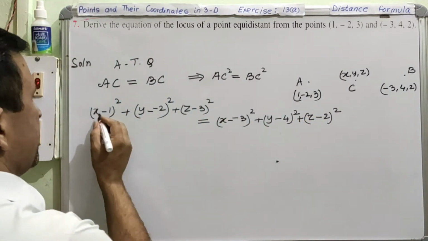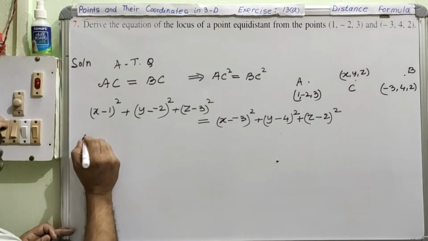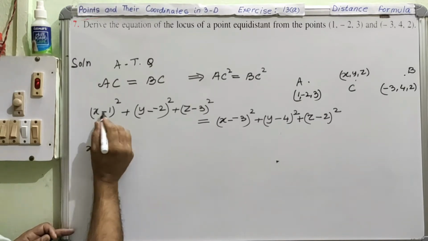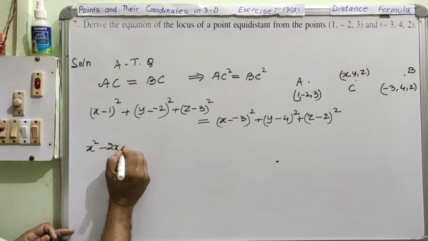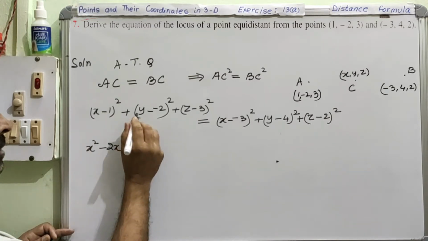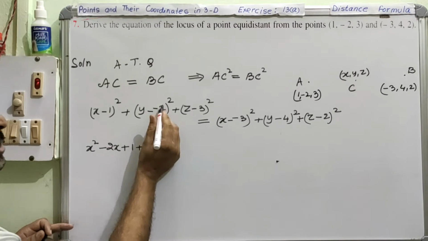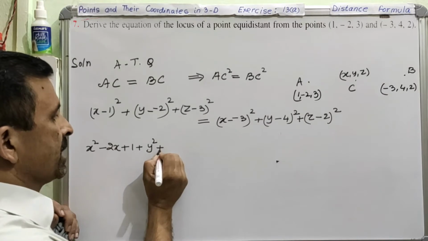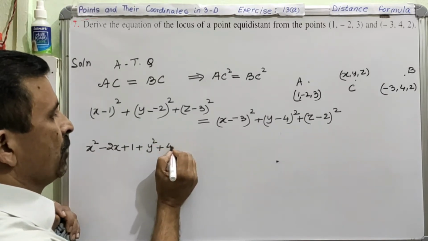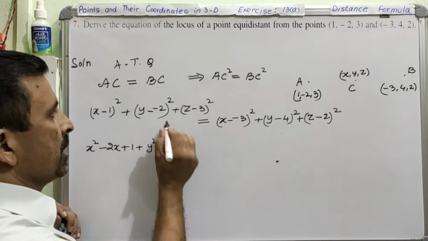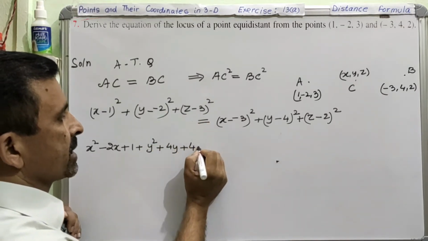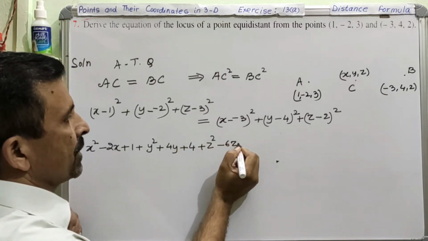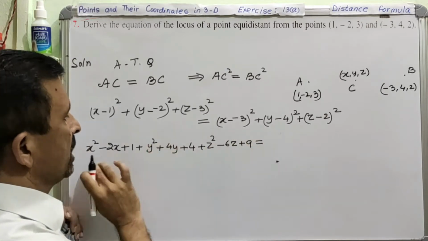So we can start. This is a minus b whole square. So x square minus 2 into x plus the square of 1. Now come to this side. This will become y plus 2. That means a plus b whole square we will apply. So a square means y square plus 2 into this, so it will become 4y. Then 2 square, so 4. Next one, this z square minus 2 into this, so minus 6z, and then plus 9. Left hand side is all simplified.